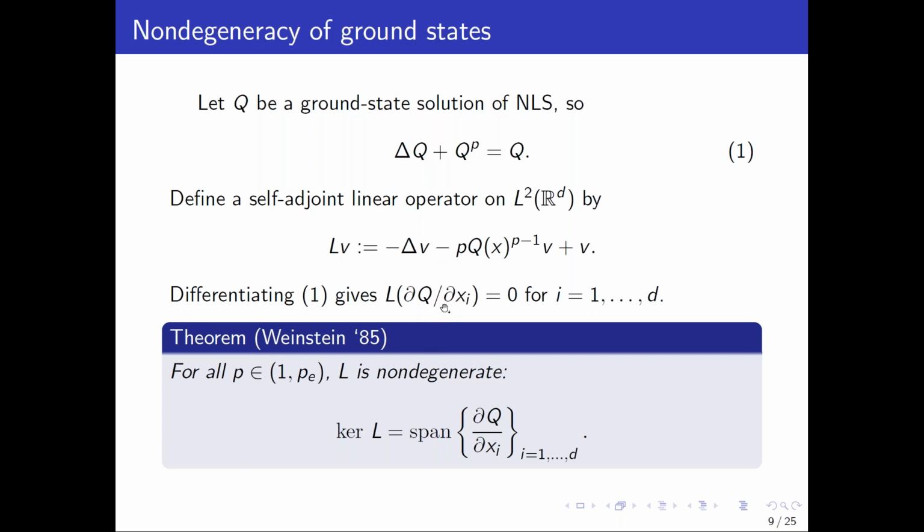And we define L to be non-degenerate if the kernel of L is spanned by those partial derivatives, if there are no other functions in the kernel of L, if the kernel of L is d-dimensional. So Weinstein stated this fact, and he used it actually to prove stability of ground states. But as I said before, his proof depended on Kwong's uniqueness theorem, which actually hadn't been proved yet.